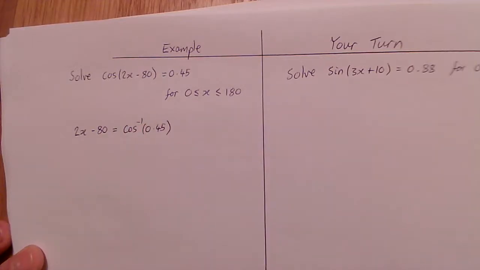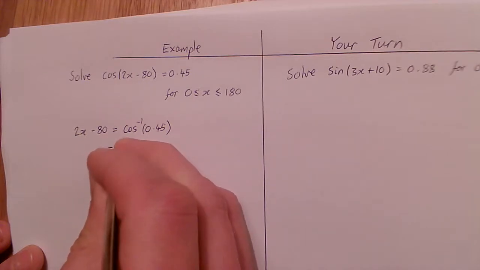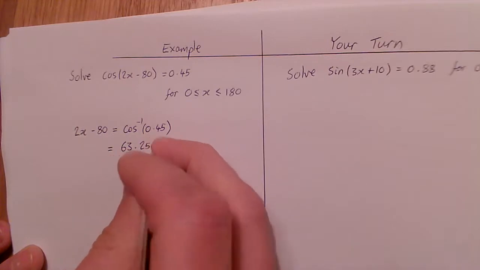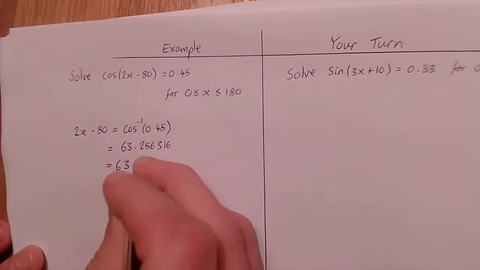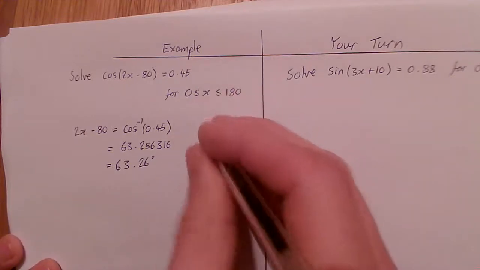So we're just taking the inverse cos of 0.45. You can do that. That should give you a number on your calculator, which is 63.256316. We can round that. We get 63.26 degrees. So nothing too bad so far. We also have to think about our angle, though.